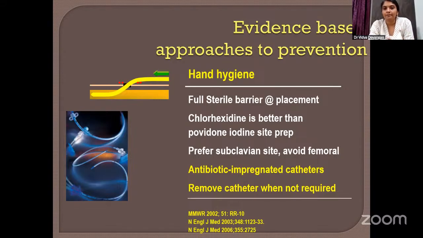So the evidence-based approach to prevention of CLABSI: the bundle method while placement. Chlorhexidine is better than povidone iodine for skin prep. Prefer the subclavian site. Remove the catheter when it is not needed, and then antibiotic impregnated catheters.